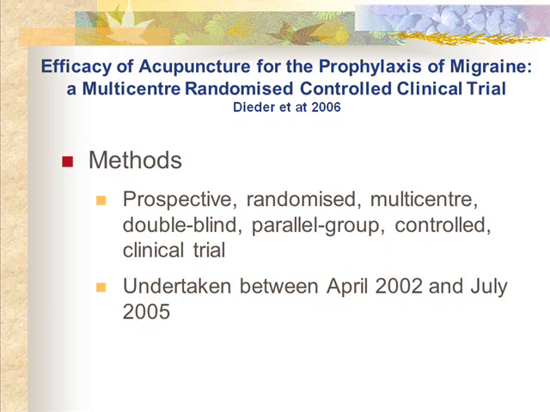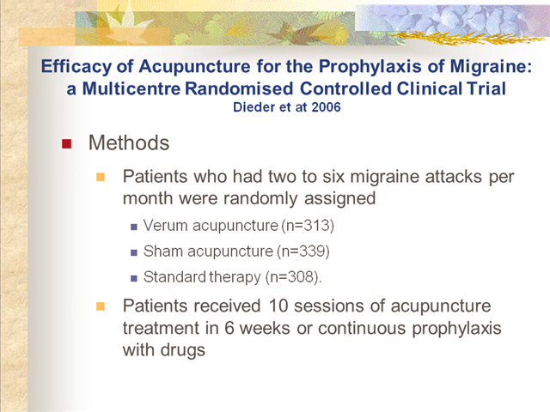So prospective randomized over a period of 13 months. Patients must have 2 to 6 migraine attacks per month to get included into the study, into 3 groups. So for this particular study, 10 sessions over a period of 6 weeks. But if you look at another study, it may be 8 weeks. So that's why it's very difficult to standardize acupuncture research. Why do you choose these points? Why do you use 8 weeks, 10 weeks, or why not 12 weeks, and so on?